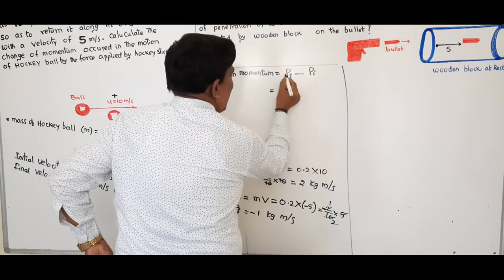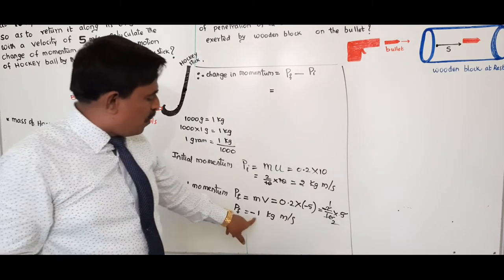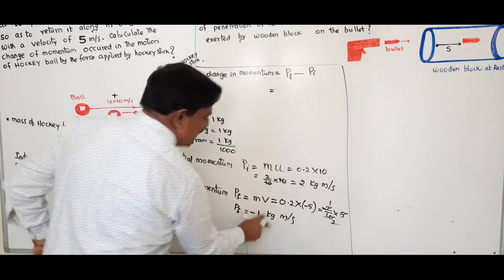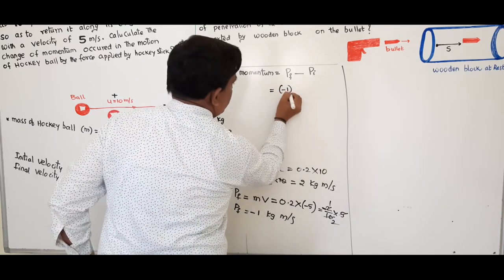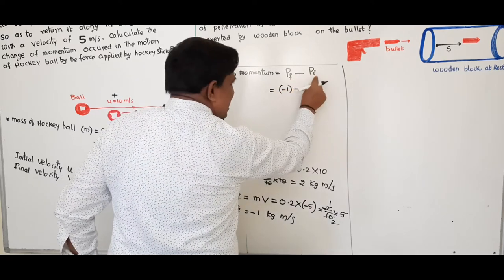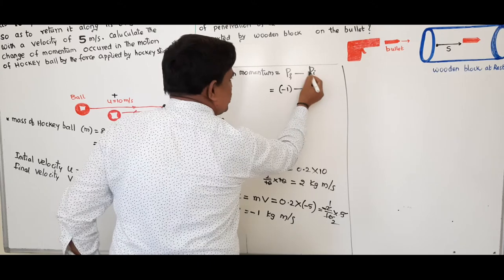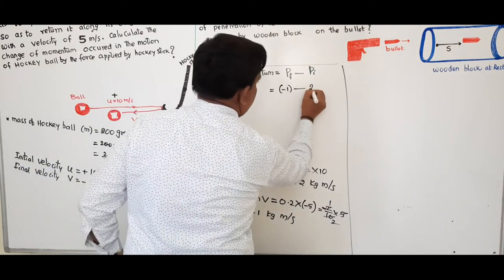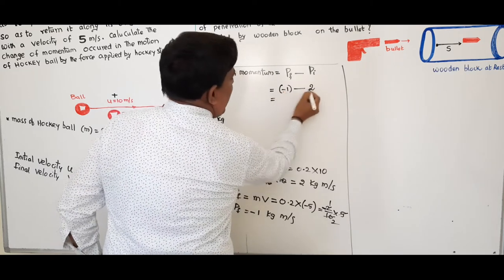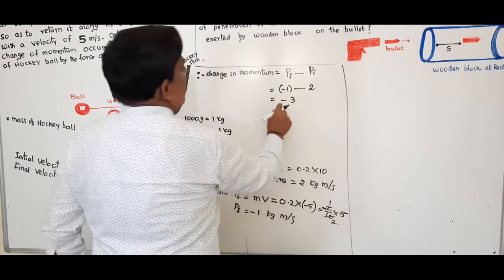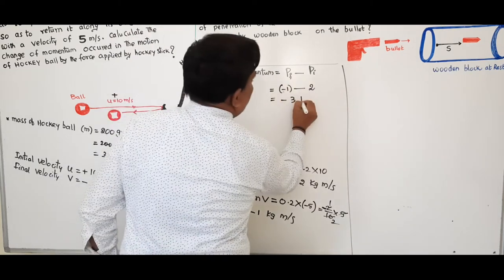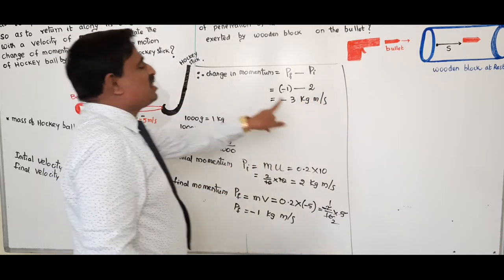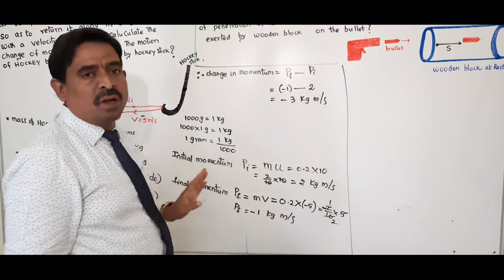Now, final momentum is minus 1, minus initial momentum is 2. Minus 1 minus 2 is minus 3. Momentum has the unit kg meter per second. It is the change in momentum.